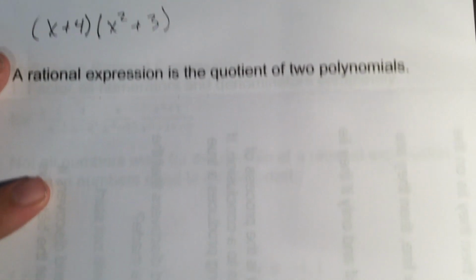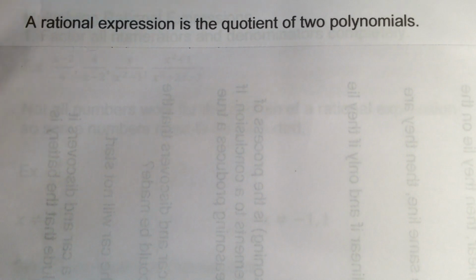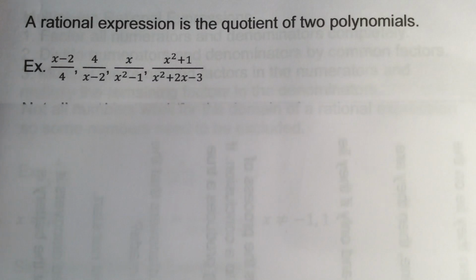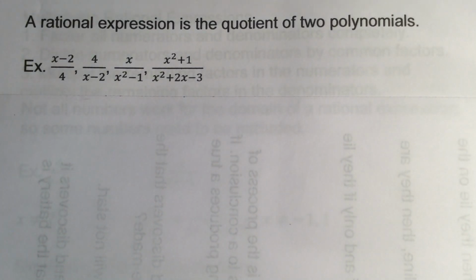So, shifting gears to rational expressions. So, a rational expression is just a quotient of two polynomials. So, a polynomial over a polynomial. So, all of these would be examples of rational expressions. We have polynomials on top, polynomials on the bottom.